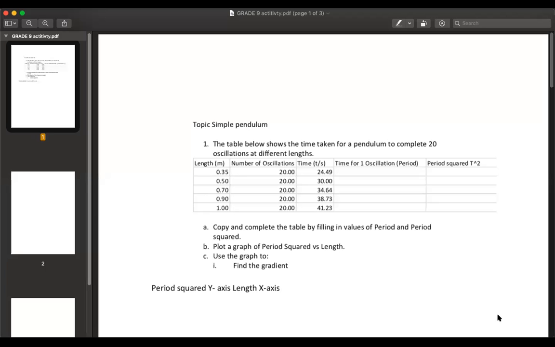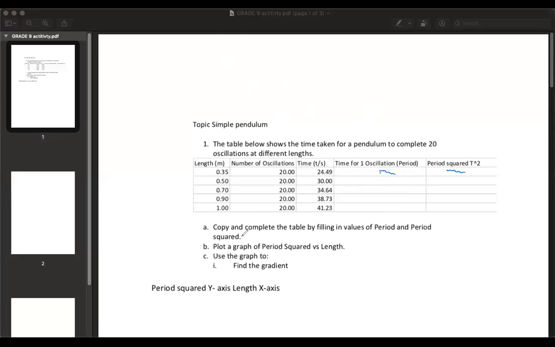Grade 9 activity. All right, so this is what you'll be getting. Now, this is your table. Remember, we filled this out the last class. Bear with me for a few more seconds. Can you hear me? Yes, sir. Yes, we filled this out.